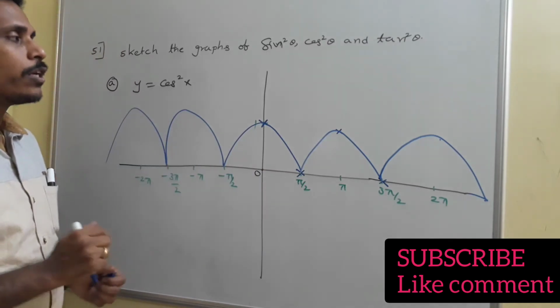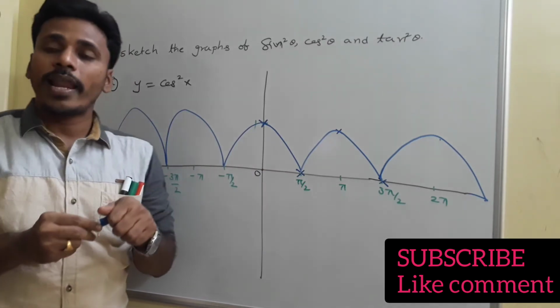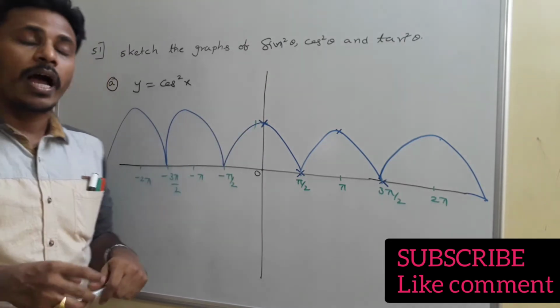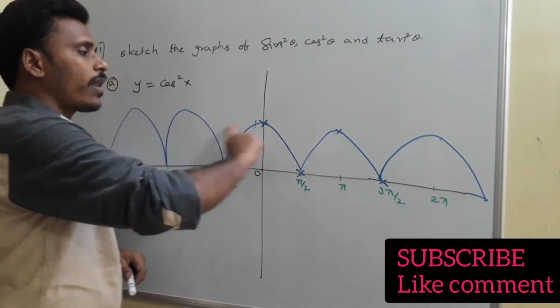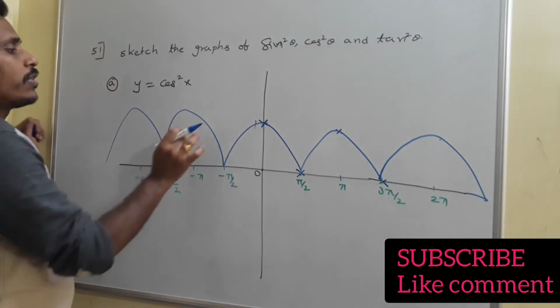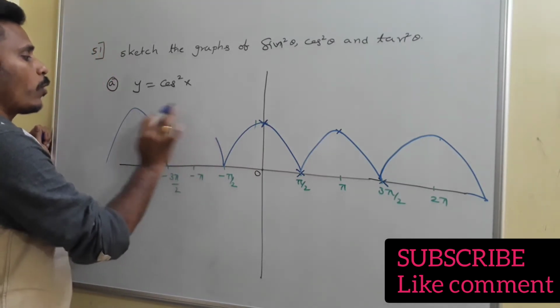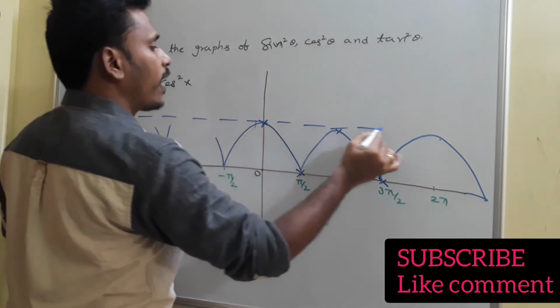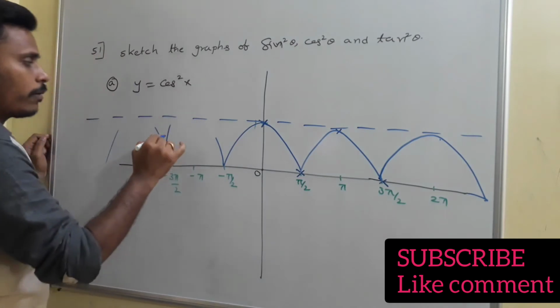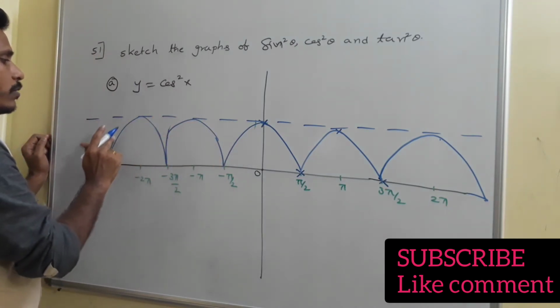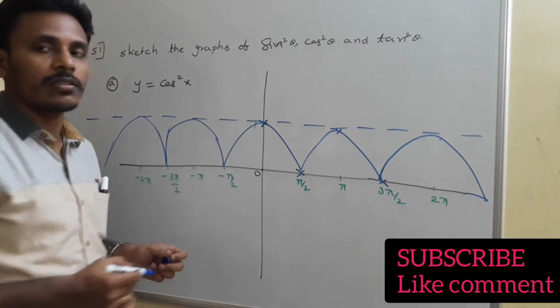So here also, if you look, cos square x is always positive, so the graph always lies above the x-axis, and in particular it always lies in the region 0 to 1. Like for sin x and cos x, if you wish, just draw an imaginary line at 1. If you draw an imaginary line at 1, the graph won't cross it. It looks like this. This is the graph of cos square x.